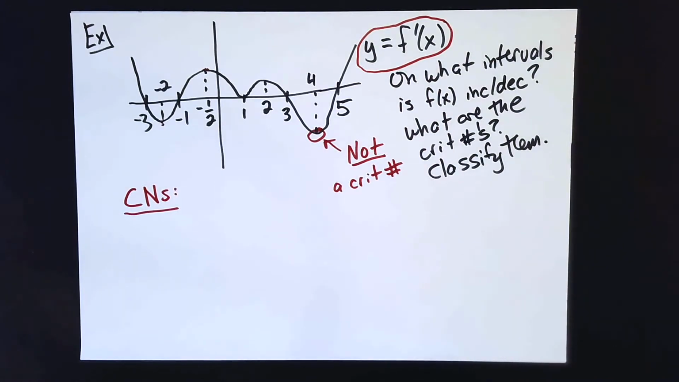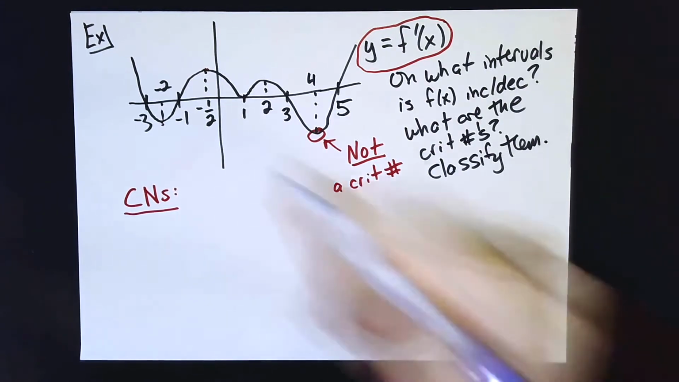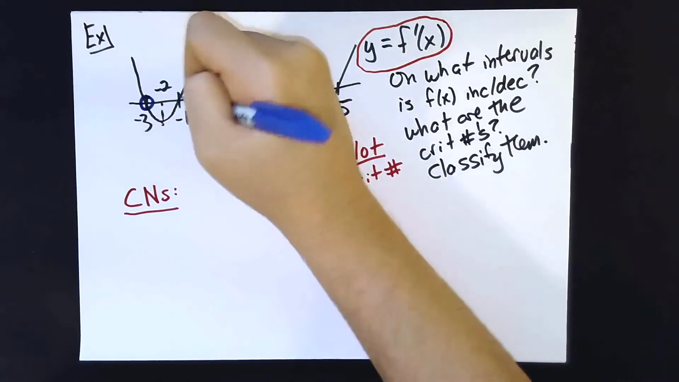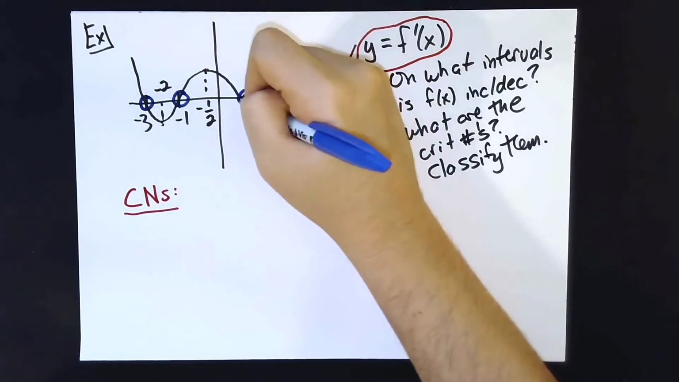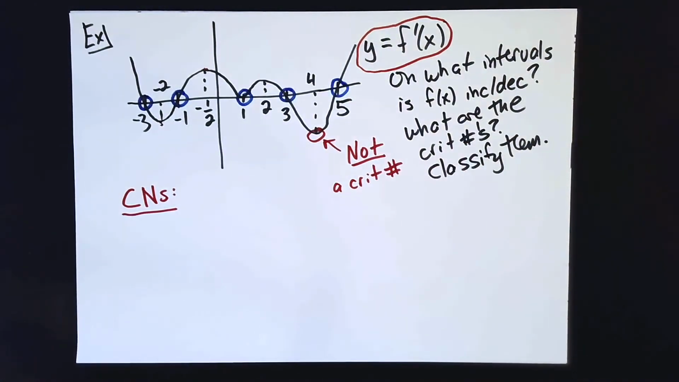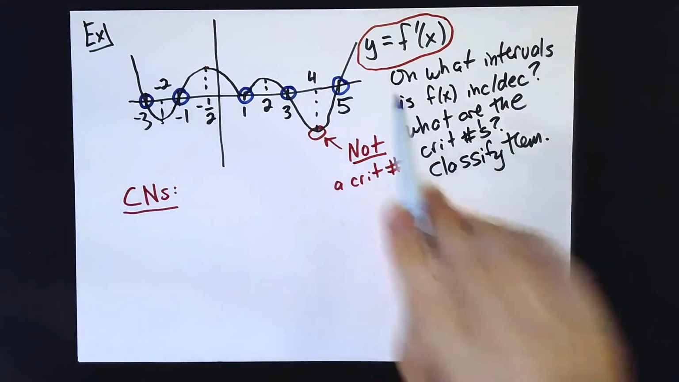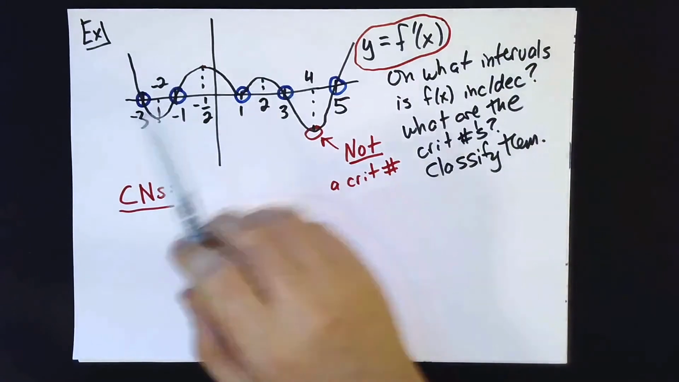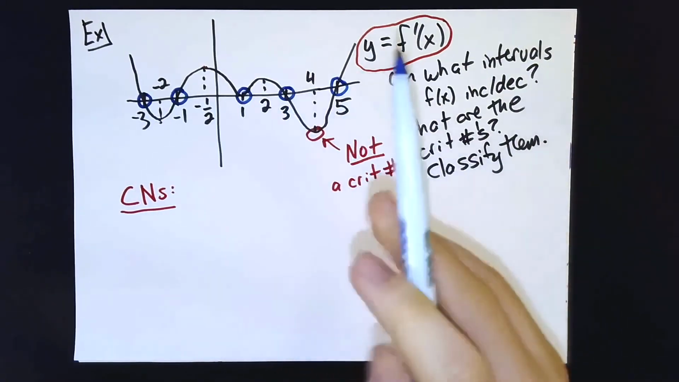Well, that's not so hard to think about if you remember what it means to be a critical number. It means the derivative there is 0. So the critical numbers here actually are the zeros of the derivative. So the critical numbers in the graph of the derivative look like the zeros.